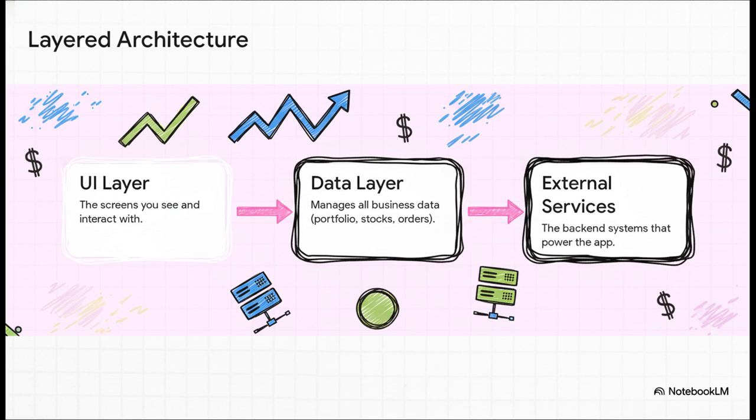And separating things like this is so important because it means engineers can update one part, like the user interface, without accidentally breaking the core logic that handles your money. It makes the whole system way more stable and easier to improve over time.